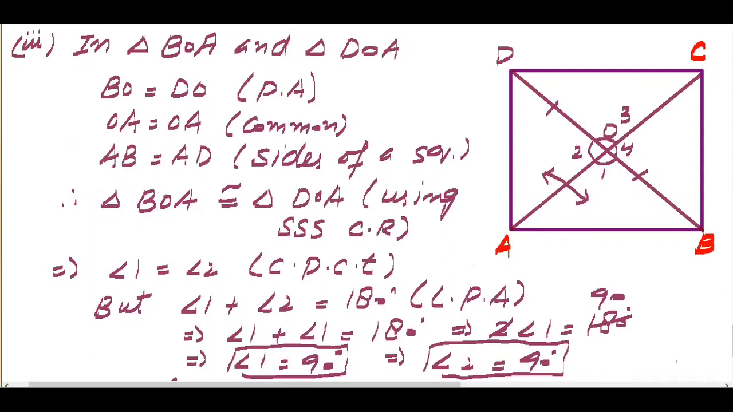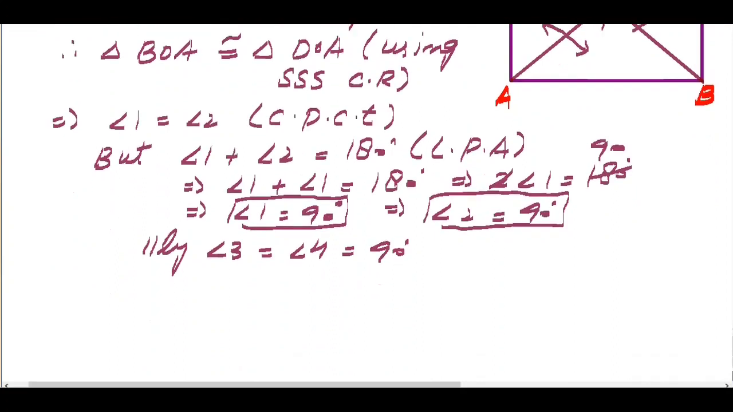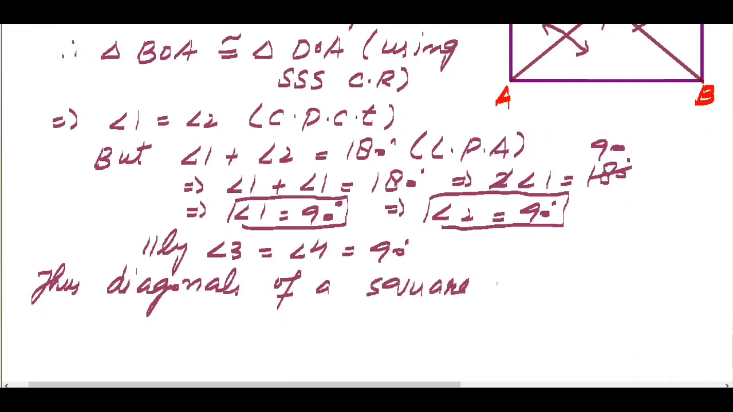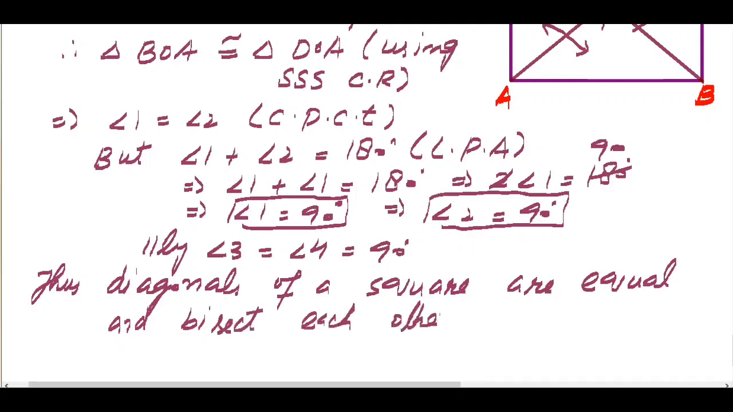So at the end of this solution, we can write thus: diagonals of a square are equal and bisect each other at right angles. Now this is the property of a square. In this way, we can solve this question.